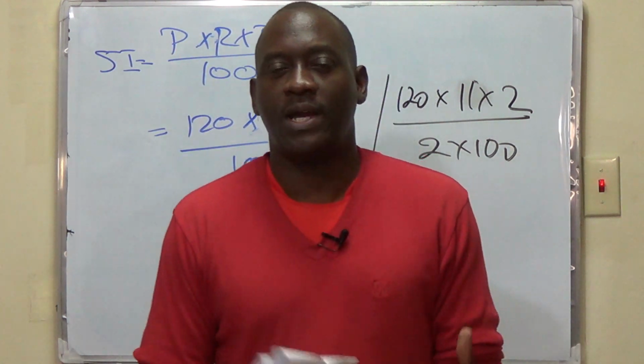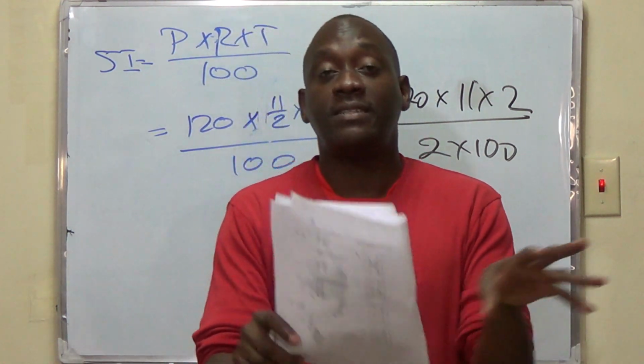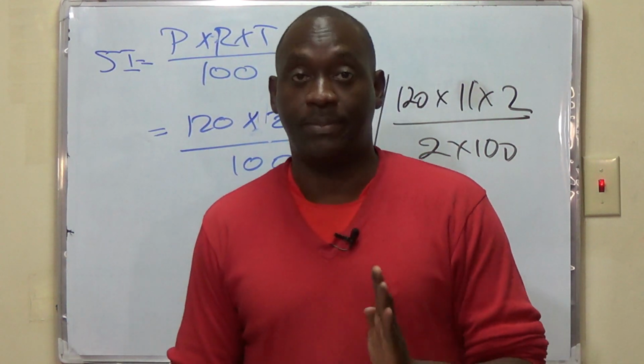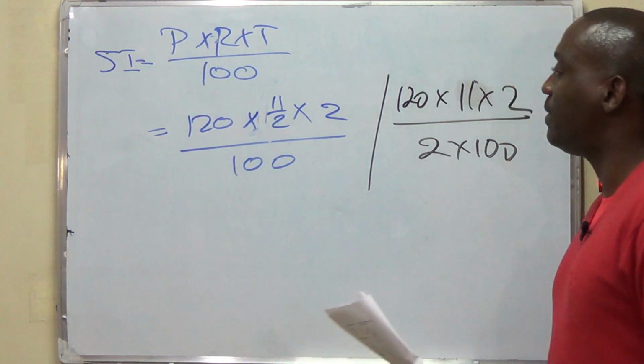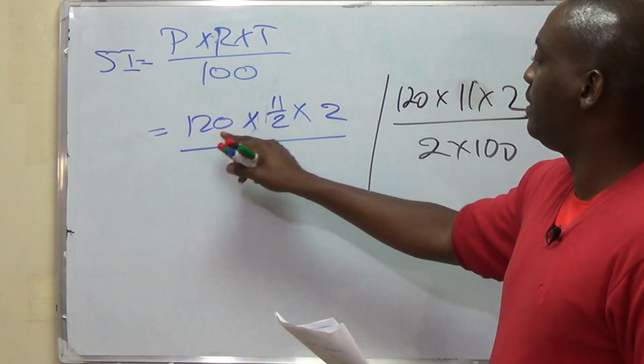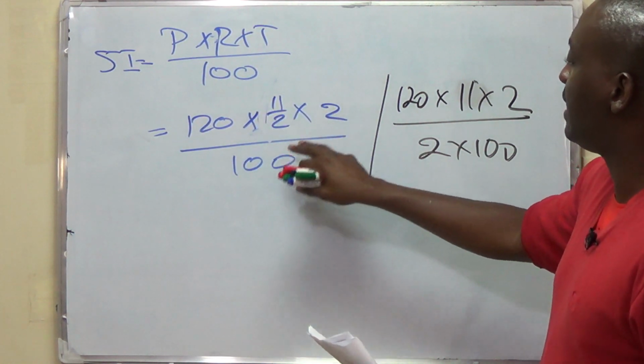And yet again, we have another question that could possibly appear in the same or similar form in your paper 2. All right, so if we want to find the simple interest, we have the principal, which is 120, by the rate by the time over 100.